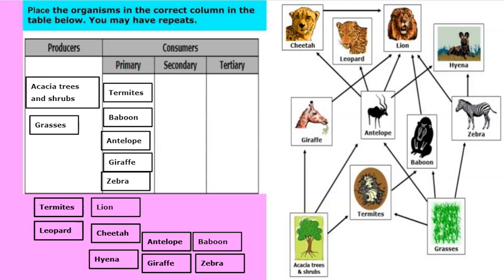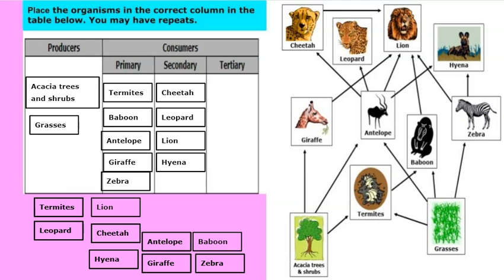Secondary consumers, those things that are eating those primary consumers, right? So the cheetah, which eats the antelope, that leopard, which also eats the antelope, the lion, which eats several of those primary consumers, the hyena, which eats a couple of them, and then you've got to include that baboon, because it plays 2 roles, doesn't it? It's an omnivore, so it's eating producers and it's also eating the termites. So that one has to be included on there too.